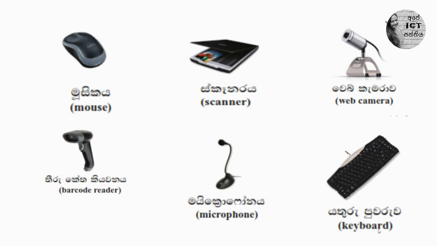So what are the examples? Mouse, scanner, web camera, barcode reader, microphone, then keyboard. So mouse, scanner, webcam, microphone and the keyboard. I think you have seen these devices before. Then what is a barcode reader?